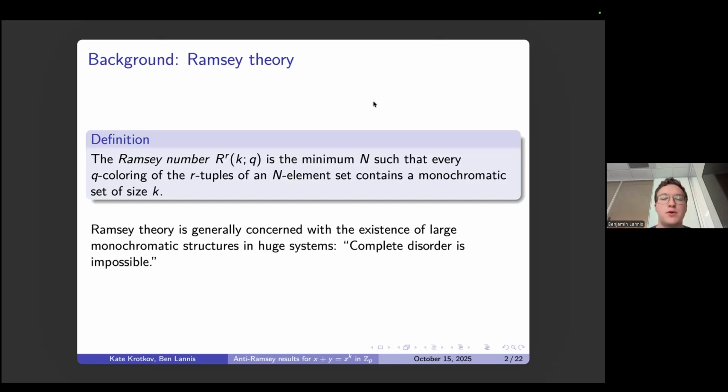And the reason I want to bring these definitions up at the beginning, even though we're not necessarily going to be using them, is that throughout the talk, I want you to keep these definitions in mind to be able to compare and contrast them with the definitions that we'll make in anti-Ramsey theory. And really, the overarching lesson here is that Ramsey theory is concerned with the existence of large monochromatic structures in huge systems. And so the motto is complete disorder is impossible.